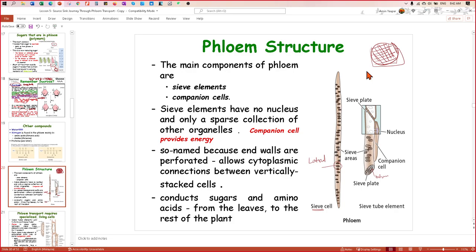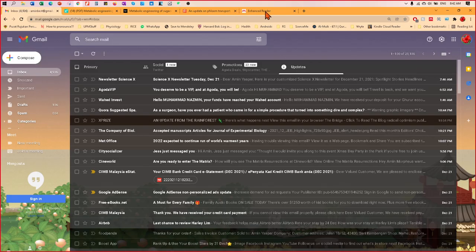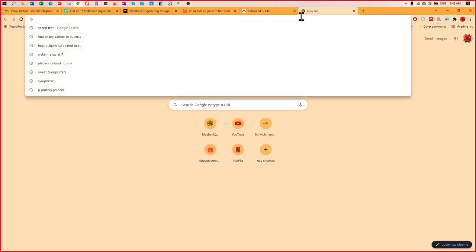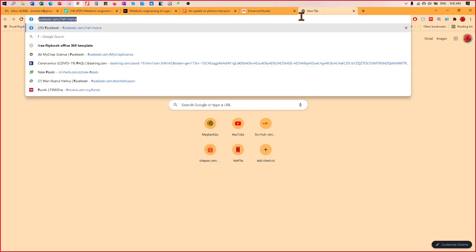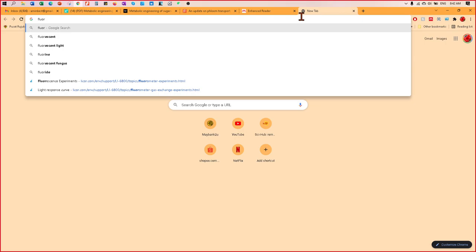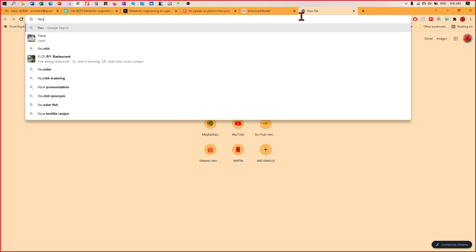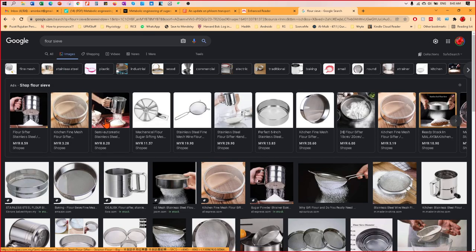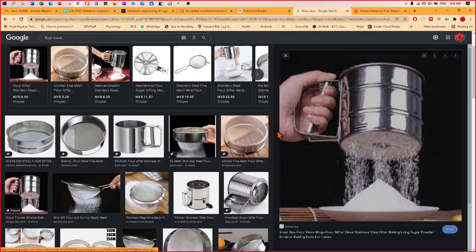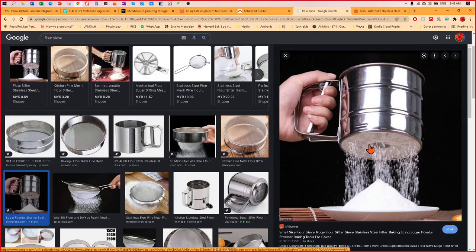I do not know how to draw this. Maybe I can draw it. Sieve. Not that. Yeah, this thing. Yeah, you use that for bakery, right? I was talking about this thing. I don't want to buy it. Yeah, this thing. The flour sieve.